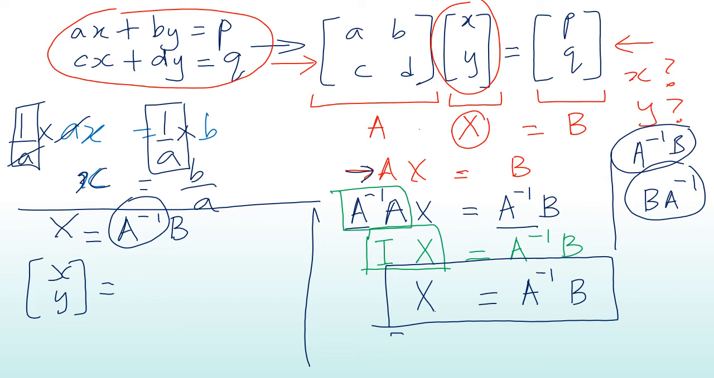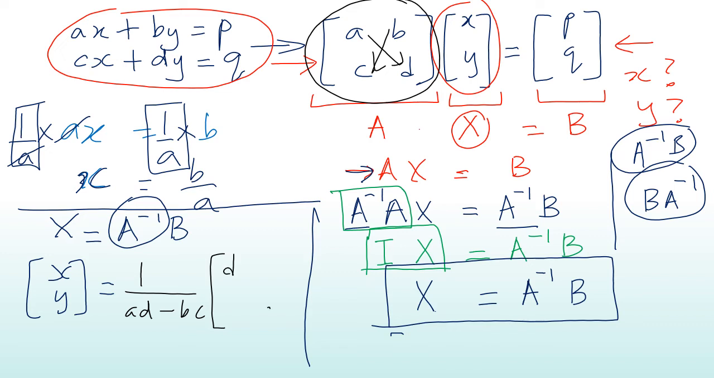Your A is this one, right? Okay, the inverse of A is 1 over AD minus BC, times with, okay, you interchange A and D, and you put the negative sign for C, B and C. You change the sign.